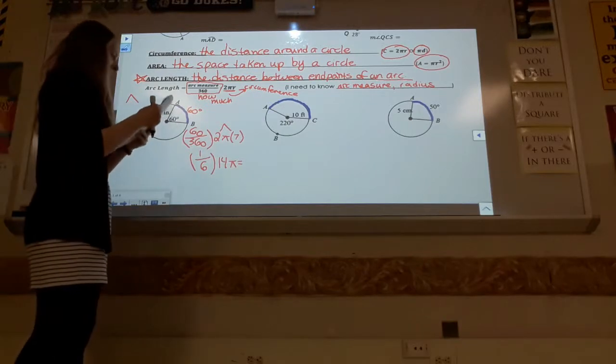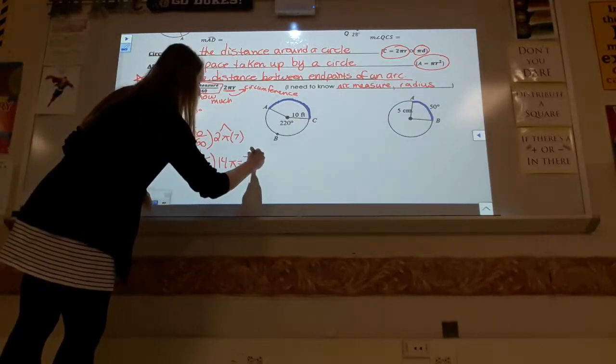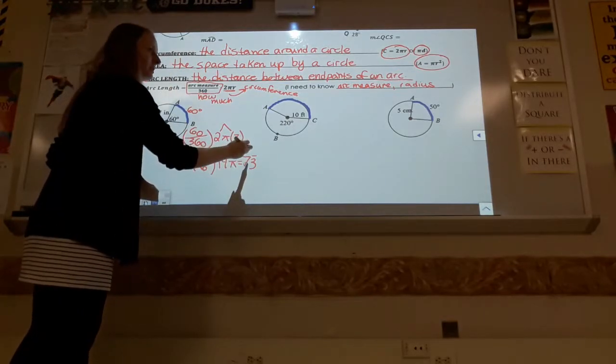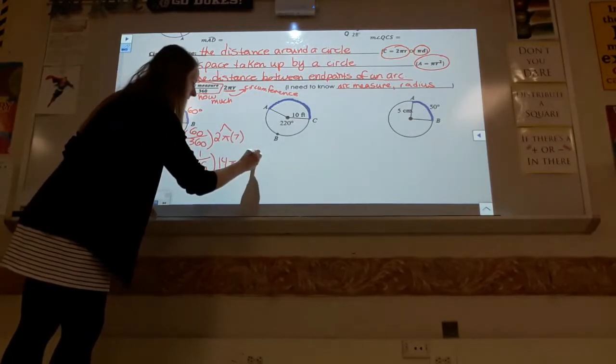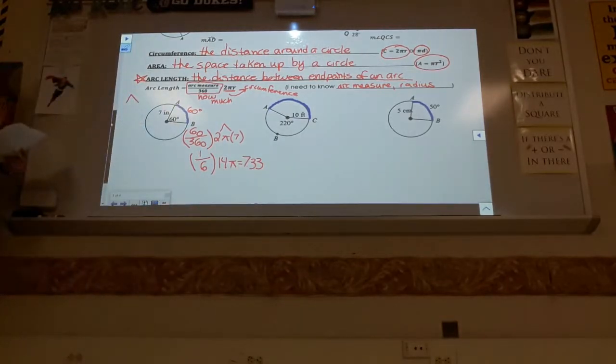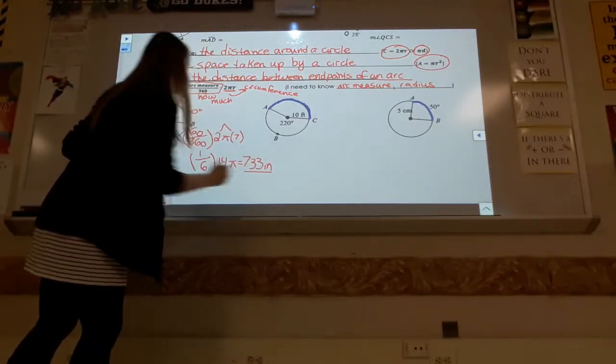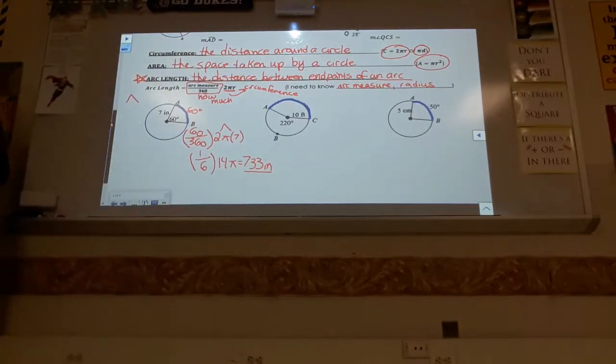7.33. Awesome. 7.33. Does it repeat or is it just 7.33? Okay, so we'll just say that then. 7.3 inches, because the radius was in inches. Alright, and that would be the arc length.